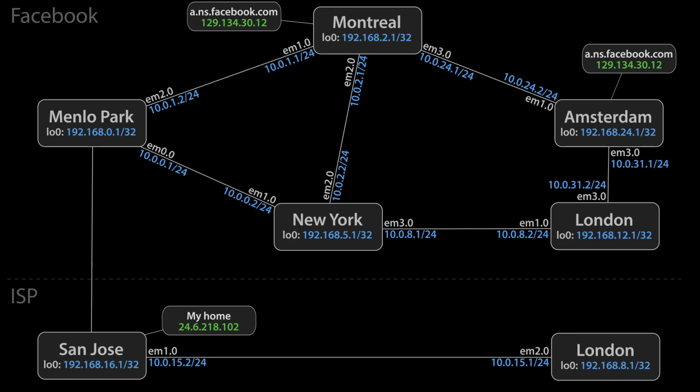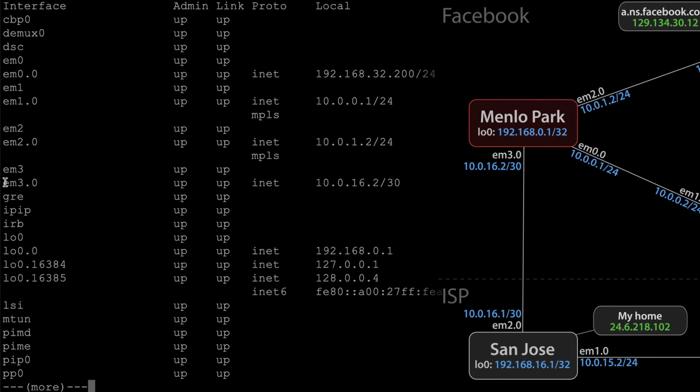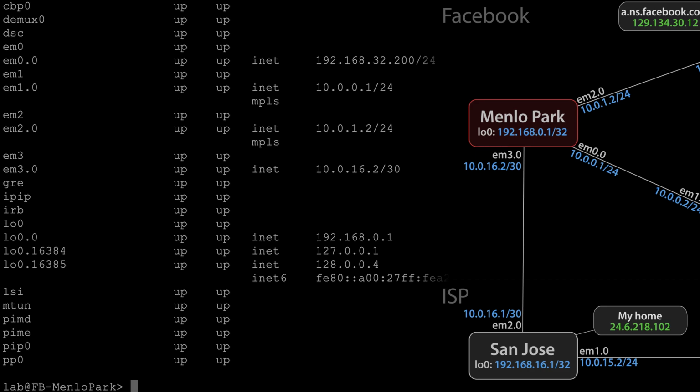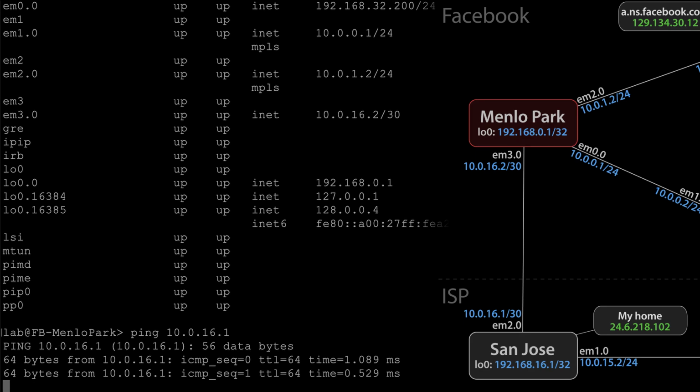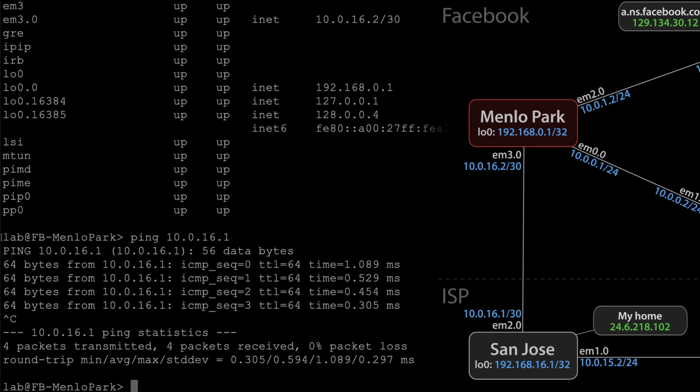So anyway, I've got these connections set up between San Jose and Menlo Park and configured with these IP addresses. For example, if we look at the interfaces on the Menlo Park router, we've got this EM3 interface configured with the address 10.0.16.2. And if I ping 10.0.16.1, I'm getting replies. So the link is up, and the Facebook router and the ISP router can send traffic back and forth.